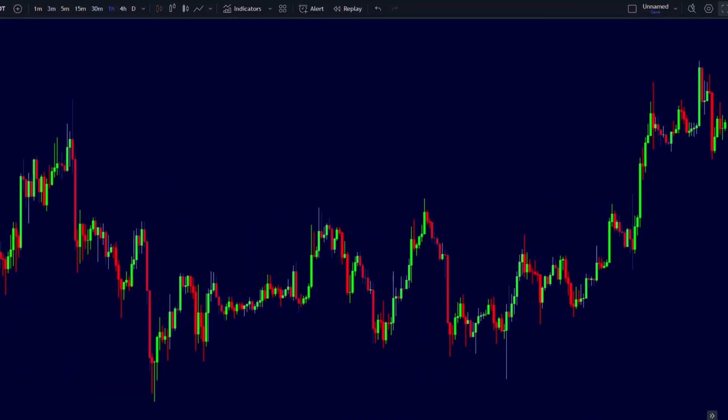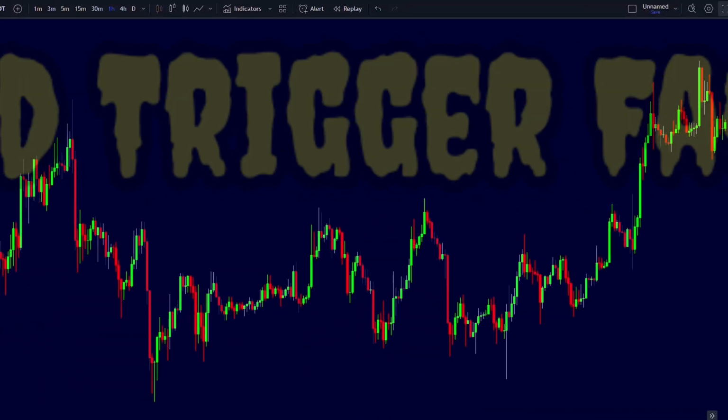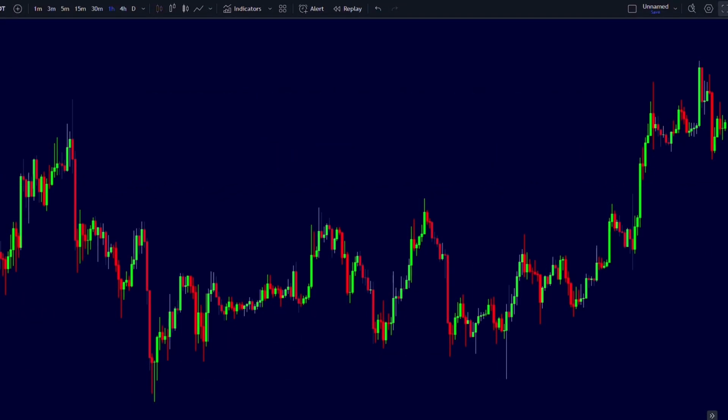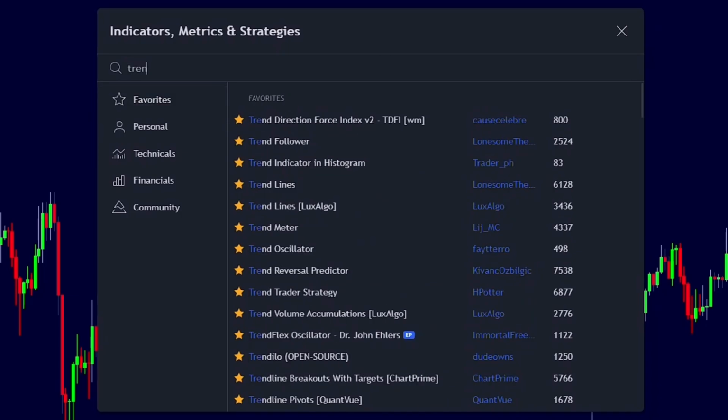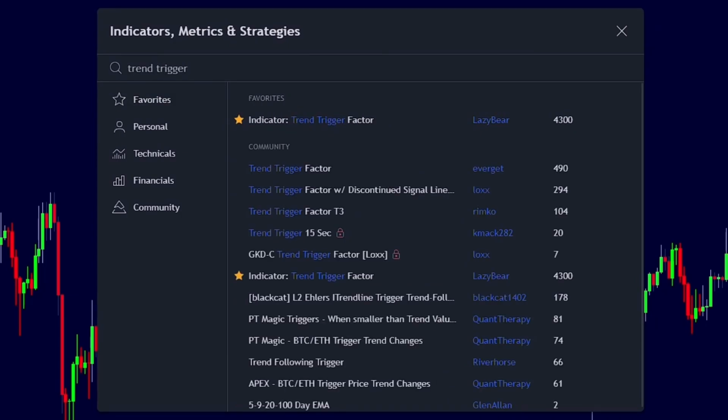So let's get started by adding the first indicator, the trend trigger factor. Don't worry, it's an easy process. All you need to do is navigate to the indicators section at the top of the TradingView platform. Once you're there, just search for the trend trigger factor indicator. Once you've found it, simply add it to your chart.